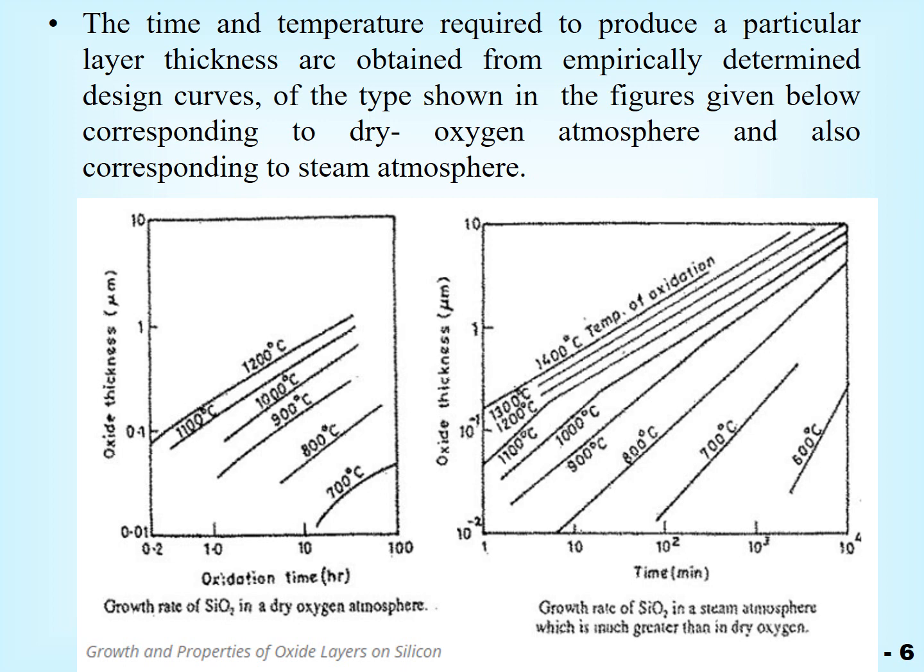These graphs show the time versus oxide thickness. One is for dry oxygen and the other is in the presence of steam. So we can refer to these curves for a particular thickness which is desired at a specific temperature. We can always refer to these standard curves to decide what temperature or time is required for a particular thickness of silicon dioxide.